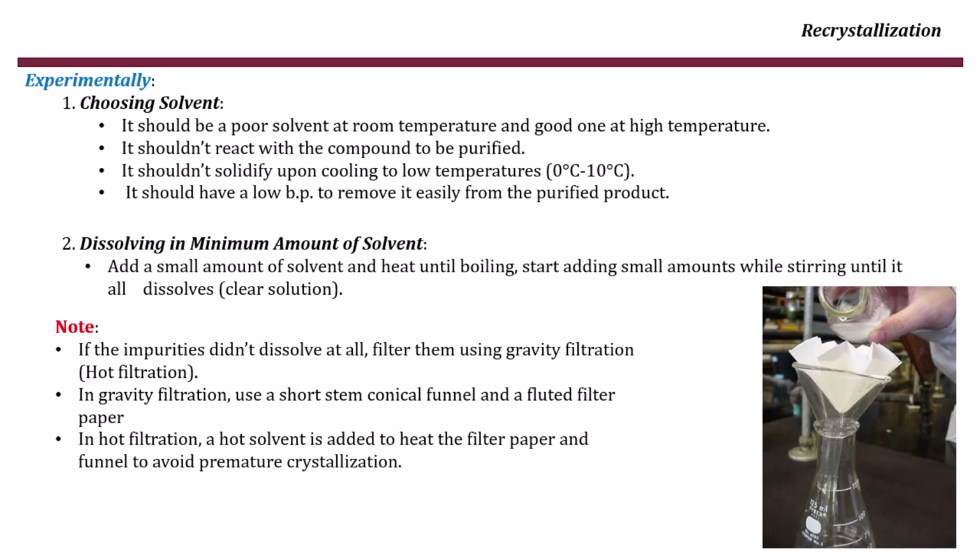The second step is to dissolve the solid in the minimum amount of hot solvent. Add small amounts of solvent gradually while heating and stirring until the solution becomes clear. If insoluble impurities remain, remove them using hot gravity filtration with a heated funnel and filter paper. Common mistakes at this stage include choosing a solvent that dissolves the compound even when cold, which prevents crystallization, using too much solvent so the solution stays too dilute, and forgetting to perform hot filtration for insoluble impurities.